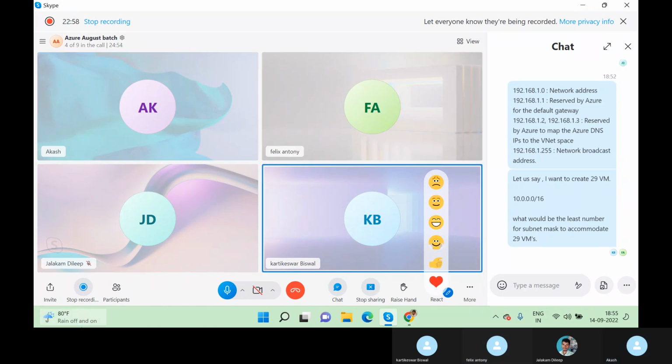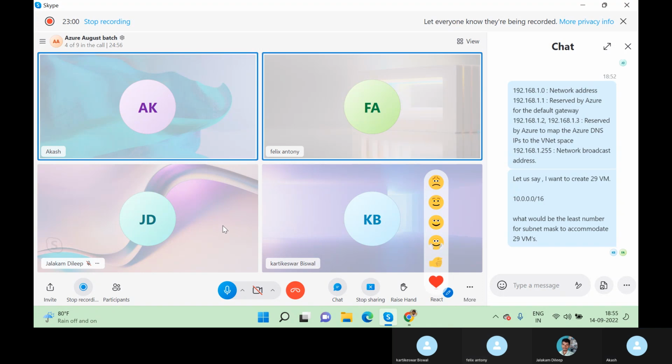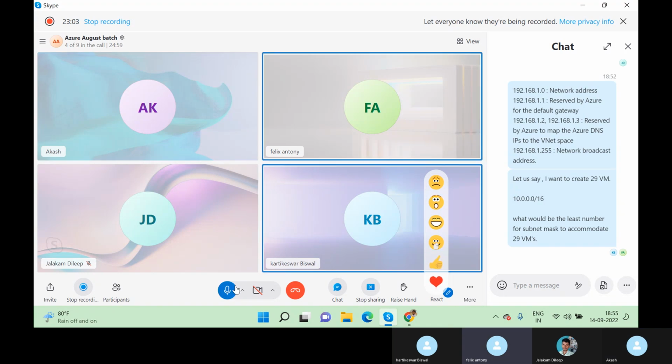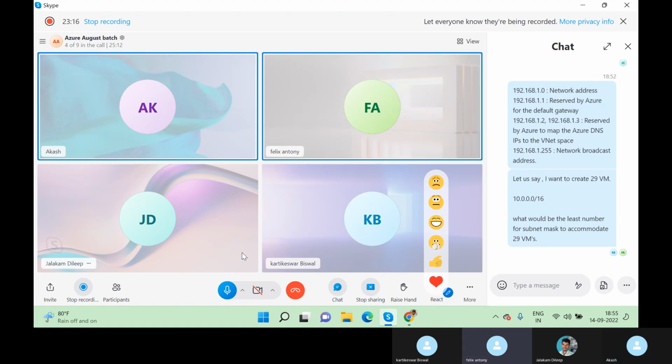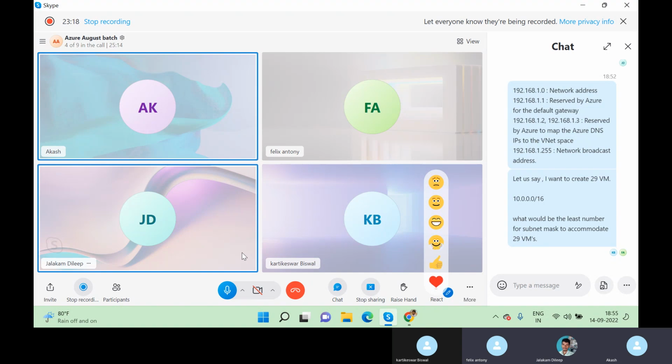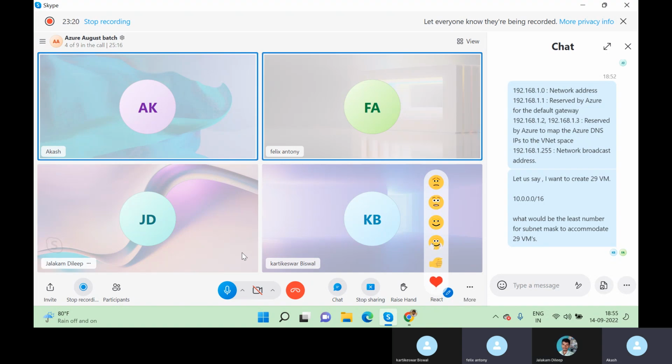Class 19. Huh? No, slash 32, sir. Slash 32, how many IPs can you accommodate? 2 to the power 0 is equal to 1. Only one IP you can accommodate. Slash 27? How many?